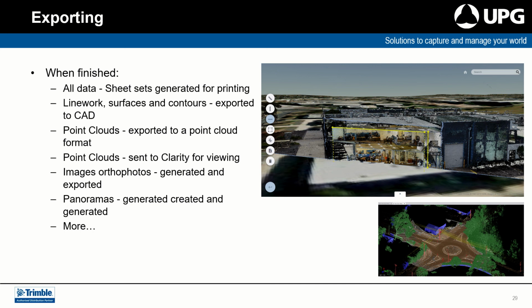Orthophotos can be generated from top down or from any of the cutting plane views as required, and also panoramas can be extracted as well. Along with this, there are many other different ways that you can export the data, and TBC will generally be able to handle most of them, and RealWorks will be able to handle a significant number of those, as well as other ones as well.